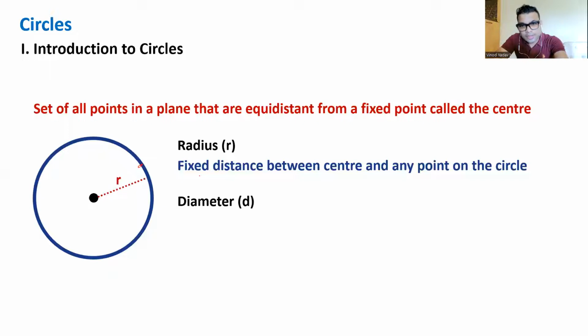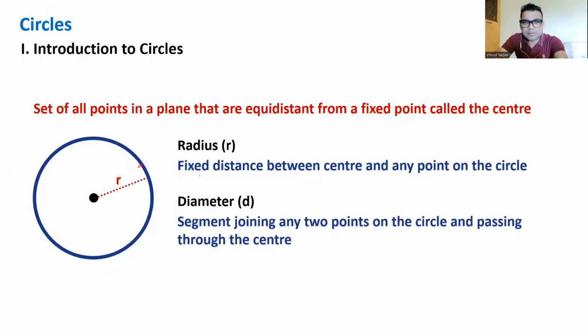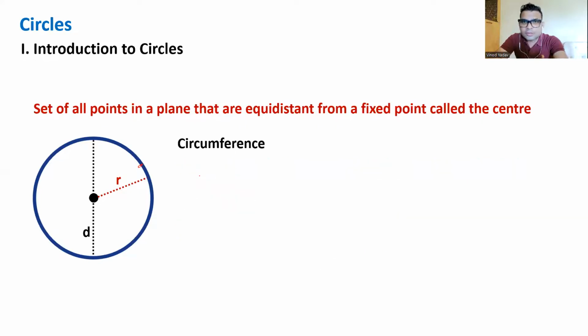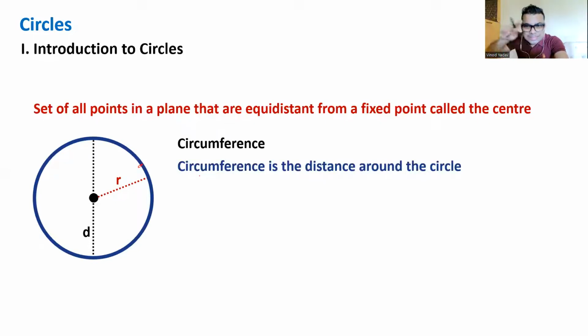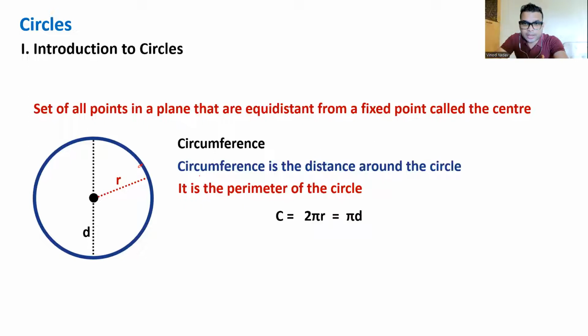Then diameter, double of radius. It's nothing but the segment joining any two points on the circle and passing through the center. Circumference, another word for which is boundary, is the distance around the circle. It is also called perimeter, and the formula is 2 pi r. Since 2r is the diameter, circumference can also be written as 2 pi r or pi d.